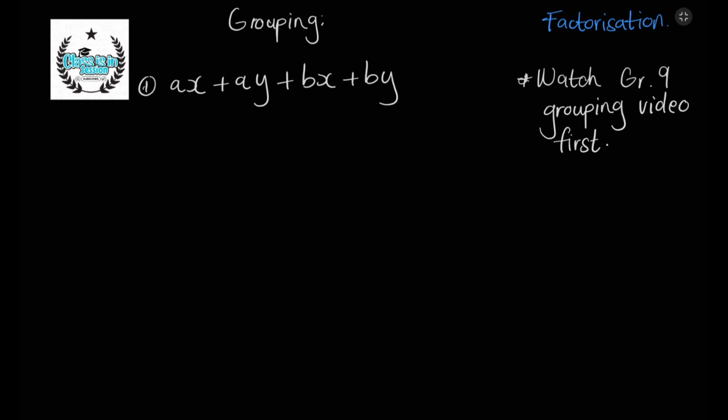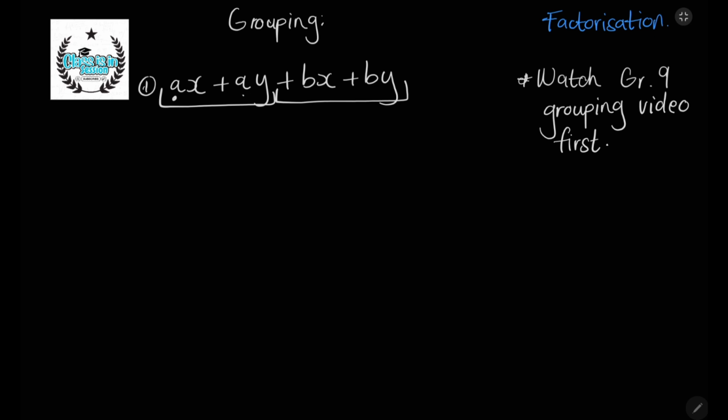First example, we have ax plus ay plus bx plus by. For the first step, let's group the first two terms. We have ax plus ay, the remaining two terms are bx plus by. Now let's factor out the highest common factor from each pair.